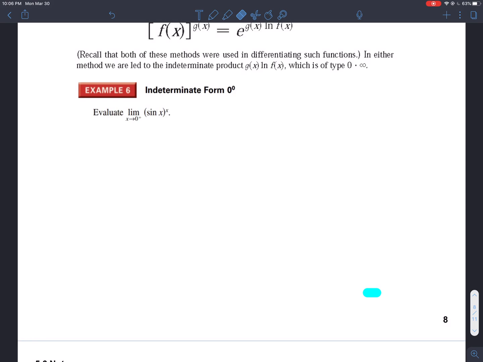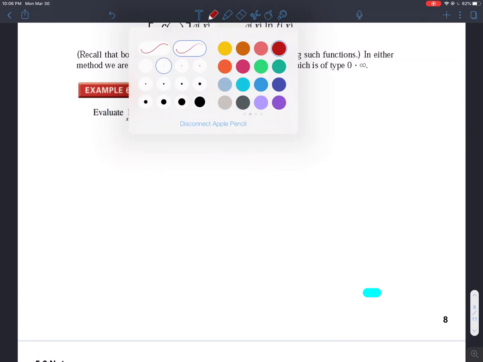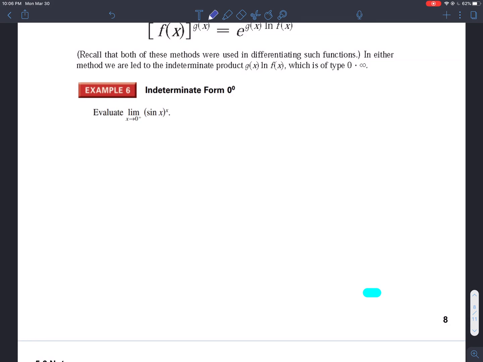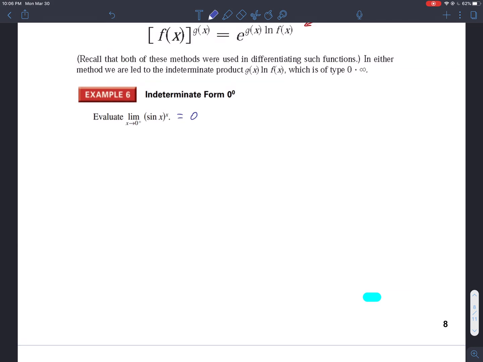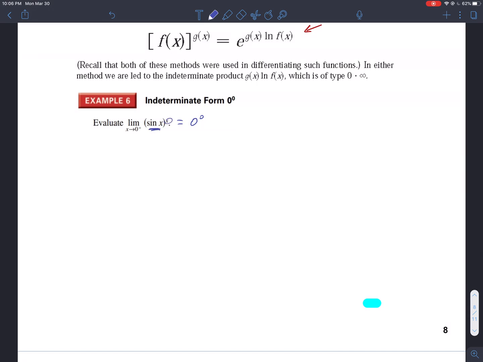This is actually a fairly long problem, unfortunately, but I'll try to make it as quick as we can. Here we go. If x approaches 0 from the right, well, actually, let's not even go into those details. Sine of 0 is 0, and x approaches 0 from the right. We've got a function raised to a function. We've got 0 to the 0 power here, right? This is definitely a 0 raised to the 0 power.